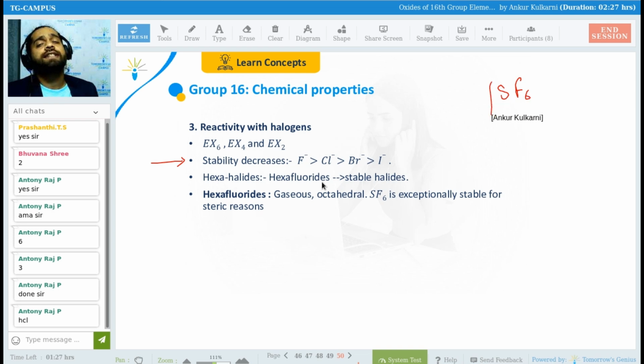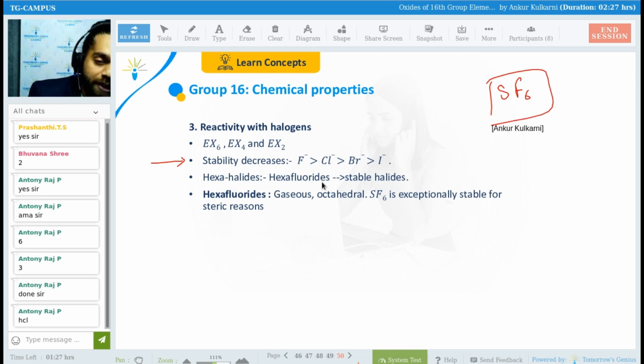And you will study this SF6. Write it down, it is exceptionally stable. It has an octahedral structure. Fluorine is small, so they have very good bonding. So it is exceptionally stable. Your SF6 is an exceptionally stable halide. You can consider SF6 the most stable halide.